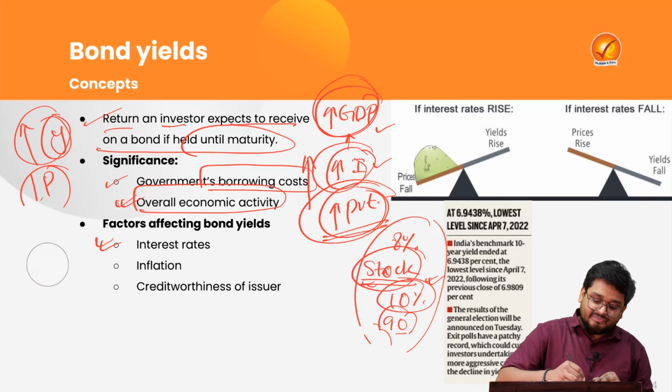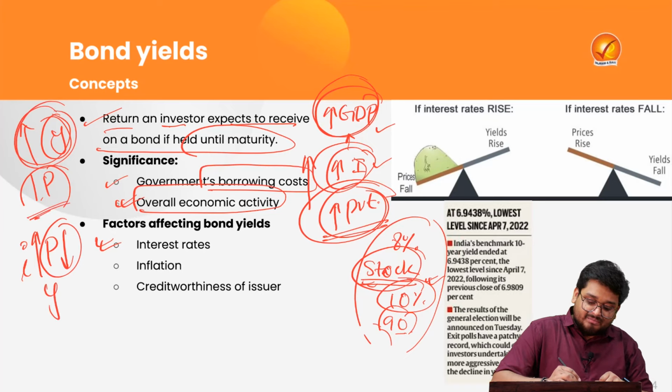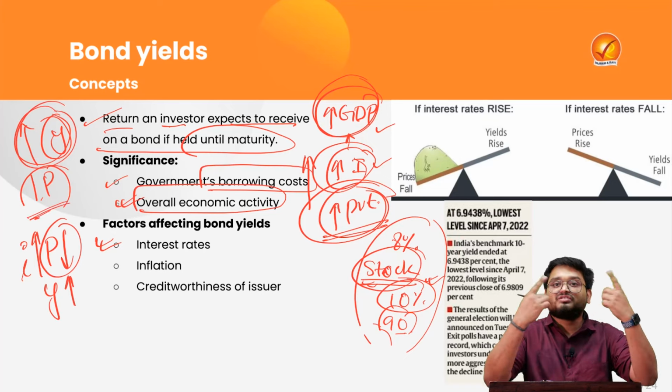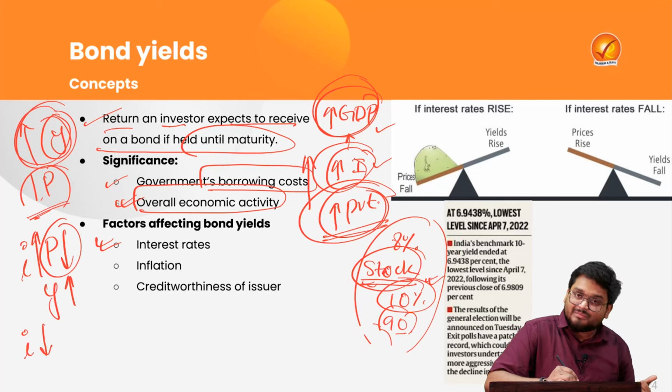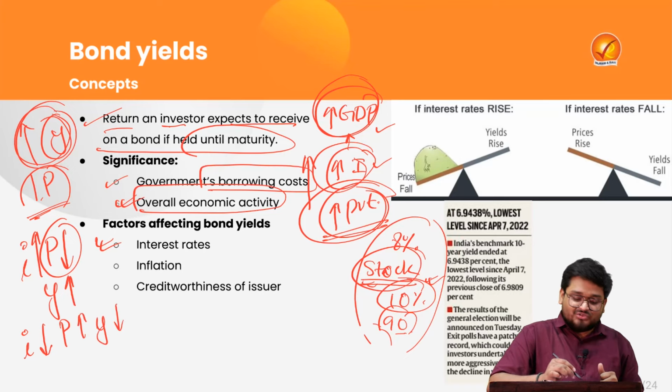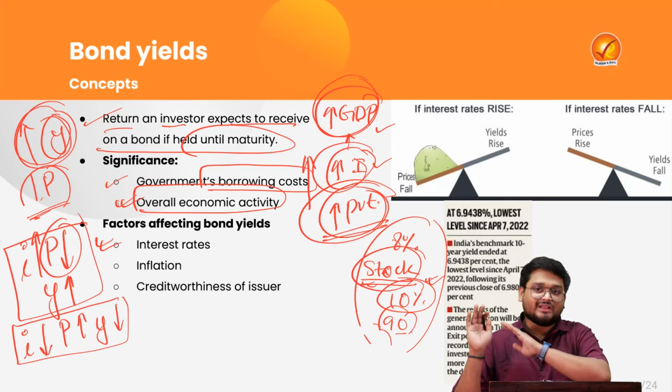Again we find that whenever interest rates rise, price of the bond falls, and we know that when price of the bond falls, yield goes up. That means when interest rates rise, yields go up also. And also the opposite is true. When interest rates come down, the prices go up and the yields go down. So this is simply the relationship between interest rate, bond and the yields.